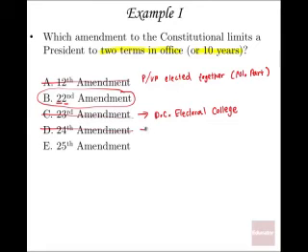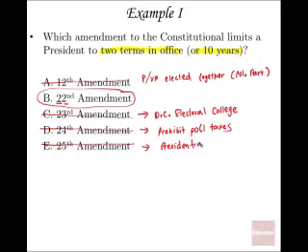The 24th Amendment has to do with prohibition of poll taxes in presidential elections or federal elections. And the 25th Amendment has to do with presidential succession. So if a president dies, it formally establishes the vice president as the president and the mechanism by which the vice president is chosen.